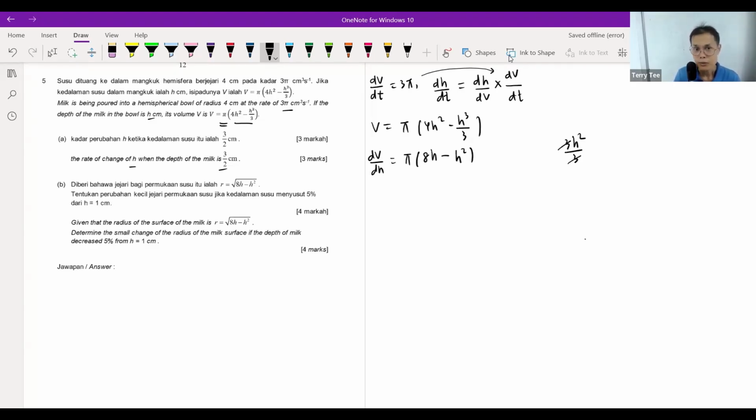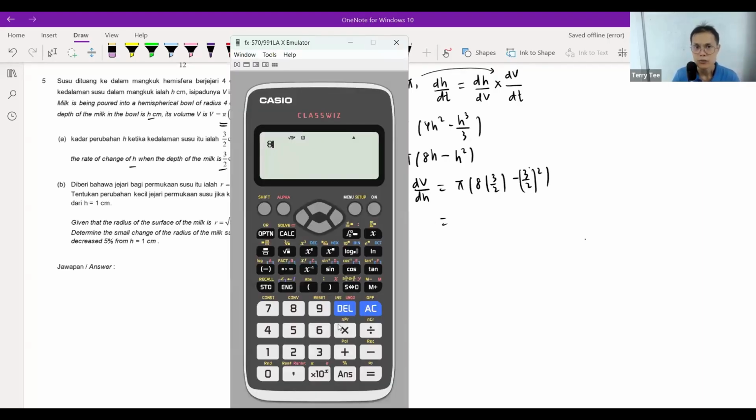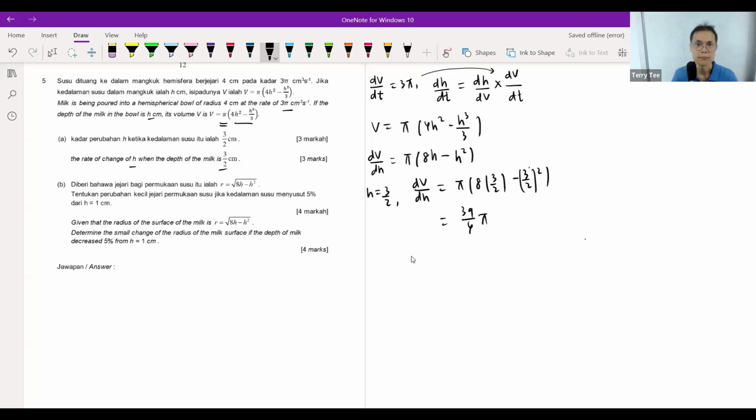Now, we want to substitute h with 3 over 2. Your dV/dh is therefore pi times (8 times 3 over 2 minus 3 over 2 squared). So let's simplify. You can use a calculator. 3 over 2 is 1.5. So 8 times 1.5 minus 1.5 squared. That will be 39 over 4 pi.